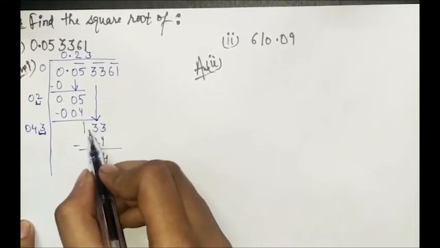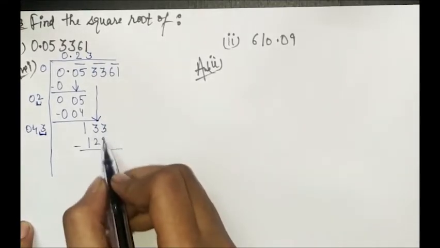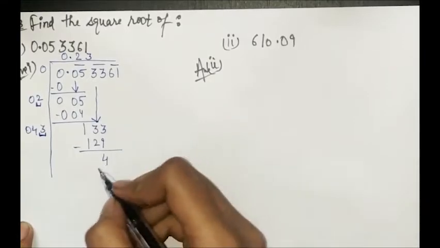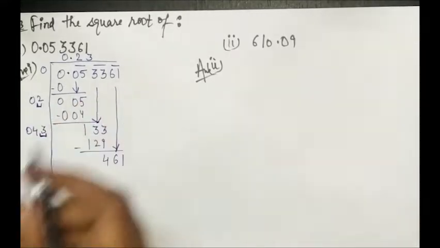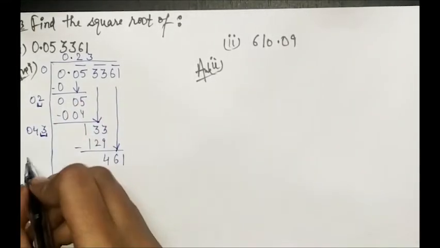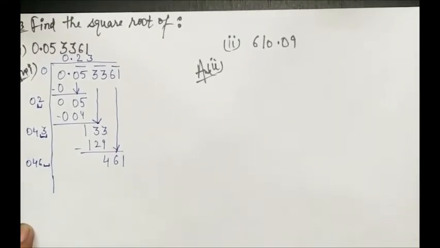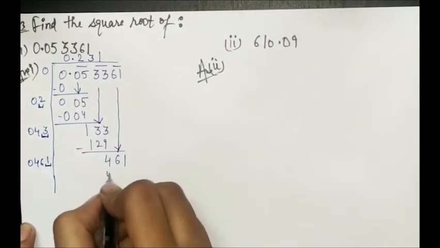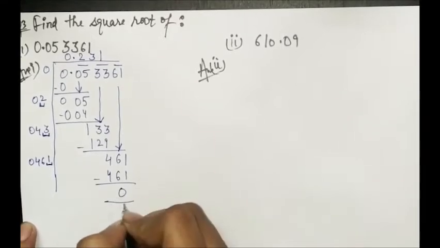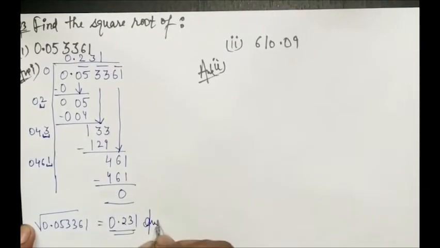Means 3 will be cancelled and here 2 will be remaining, and 13 minus 9 is 4 only. So 4, and then we will be putting 61 here. Now you all know that the double of 23 is 46. Now we want one number so that this will be completely divisible. Now we want only 1. So we will be writing 1 here and here also 1. So 461 gives 0. So the square root of 0.053361 is 0.231. So I think this much is clear to you.